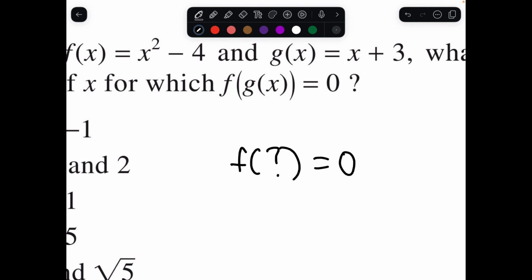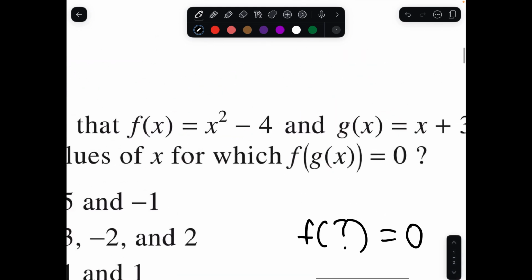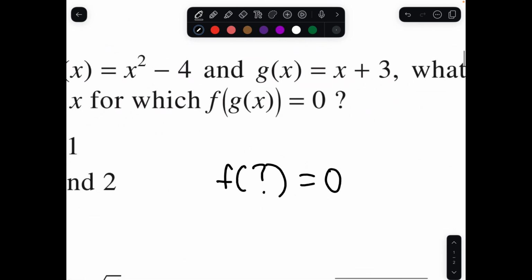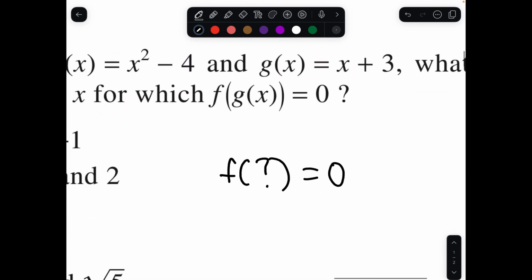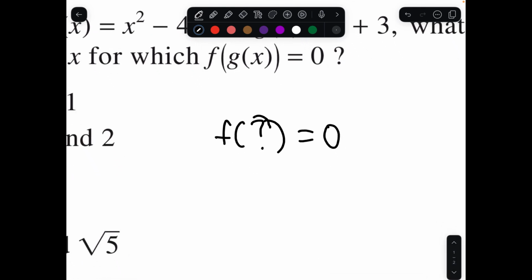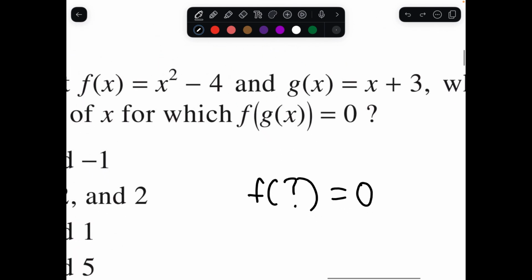So what we first want to do is see for what value of x we plug into f of x, we get 0. And then whatever values we get for x, we set that equal to this input, this question mark, and this question mark is just g of x, right? So whatever we get when we set f of x equal to 0, we want to set those values of x equal to g of x. So let's do that.